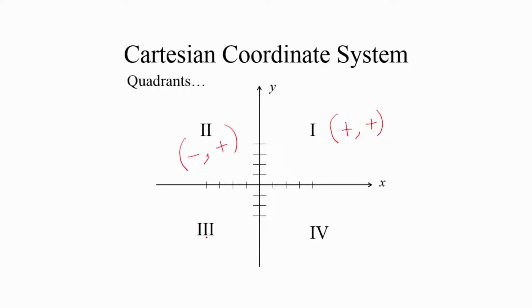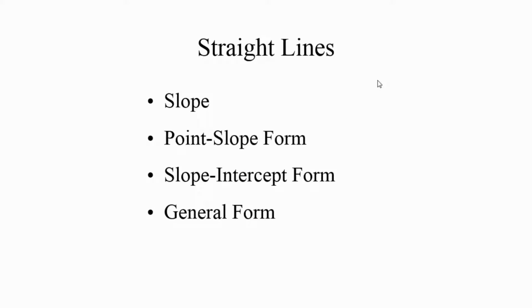Quadrant 3 would have both x and y negative value. Both of them would be negative, and quadrant 4 would have x as positive and y as negative. So when you see x is positive, y is positive, y negative, whatever, you would know exactly which quadrant you should go to. Now a straight line.